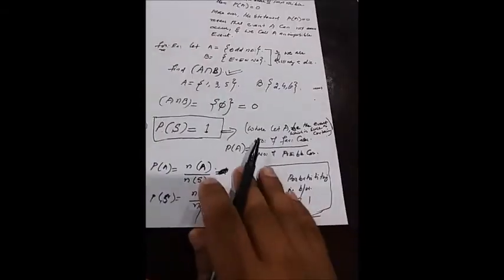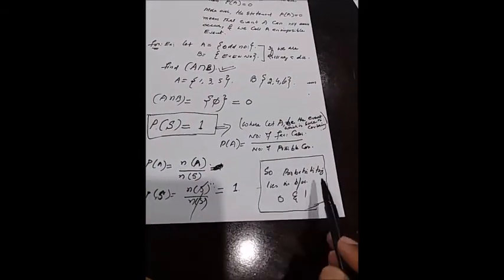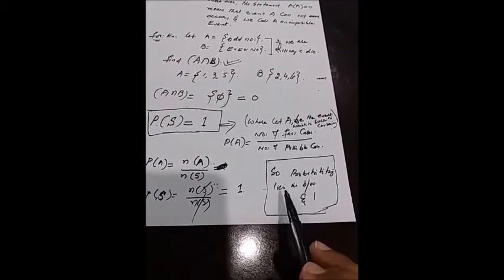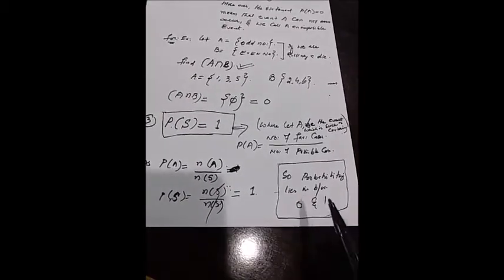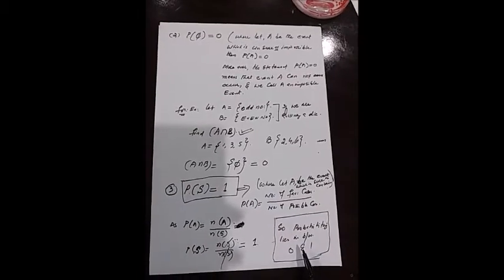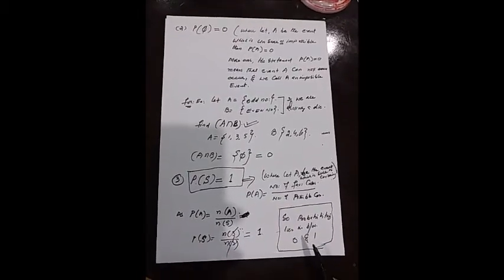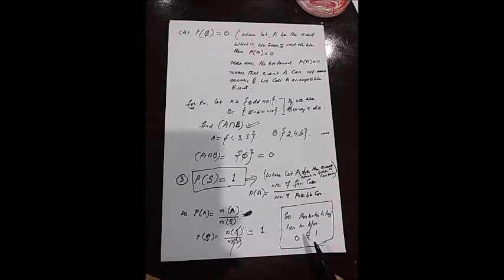So these are the three properties of the probability of an event. What we learned about this: the probability of an event lies in between 0 and 1. This is overall about today's lecture regarding the properties of the probability of an event.